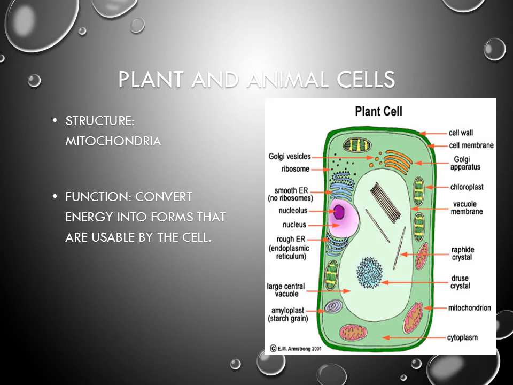Okay, both plant and animal cells have mitochondria. Mitochondria are really important in that they convert energy into forms that are usable by the cell. So mitochondria and the chloroplasts look pretty similar. The mitochondria, however, are usually a little bit bigger than the chloroplasts. If you look on this diagram, the chloroplasts are the green and yellow oval-shaped parts, and the mitochondria are the reddish, pinkish, brownish oval parts, and they're slightly bigger than the chloroplasts. They're not always bigger though.